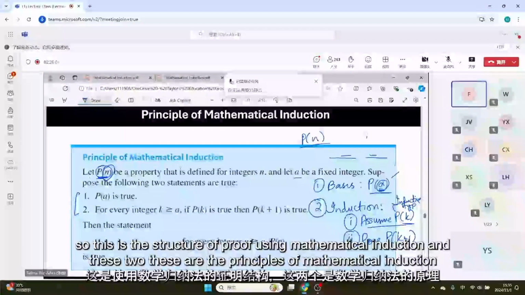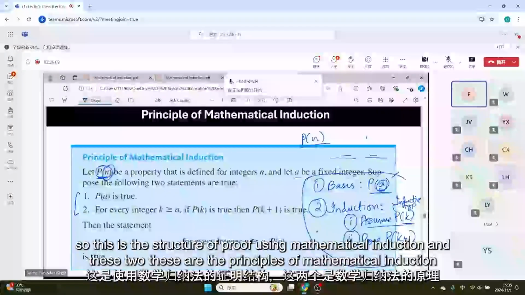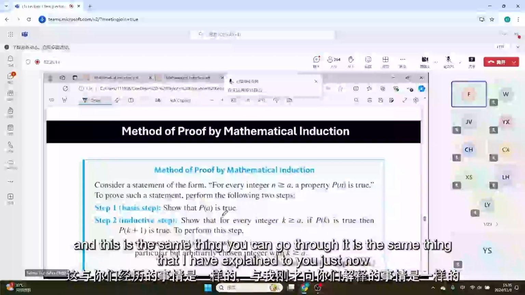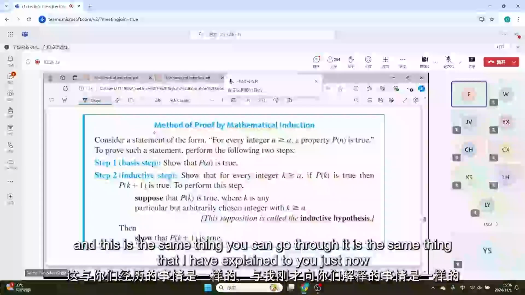So this is the structure of a proof using mathematical induction, and these are the principles of mathematical induction. Let me show you through an example. This is the same thing, you can go through it. This is the same thing that I have explained to you just now.